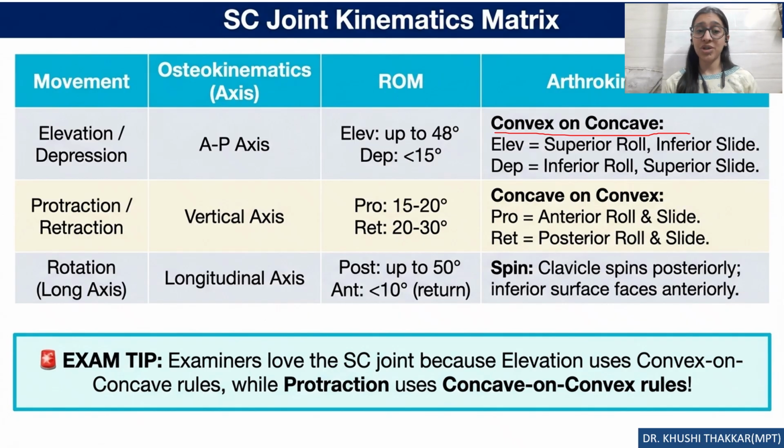Moving on to protraction and retraction. It happens along the vertical axis. Protraction range of motion is 15 to 20 degrees and retraction around 20 to 30 degrees. Here there is a reversal of the concave convex rule due to the subtle articular surfaces. Here the concave moves on convex, so now the roll and slide will happen in the same direction. So for protraction, anterior roll and slide, and for retraction, posterior roll and slide.